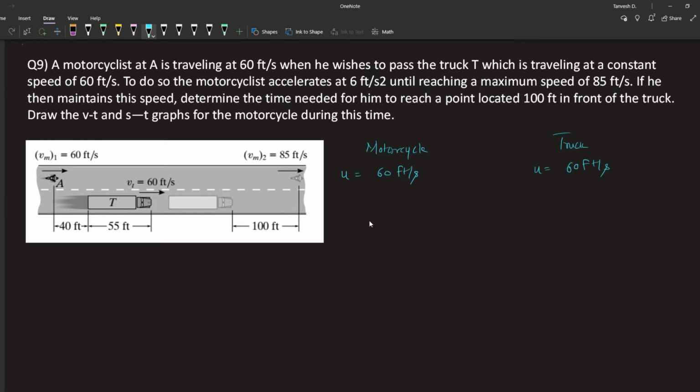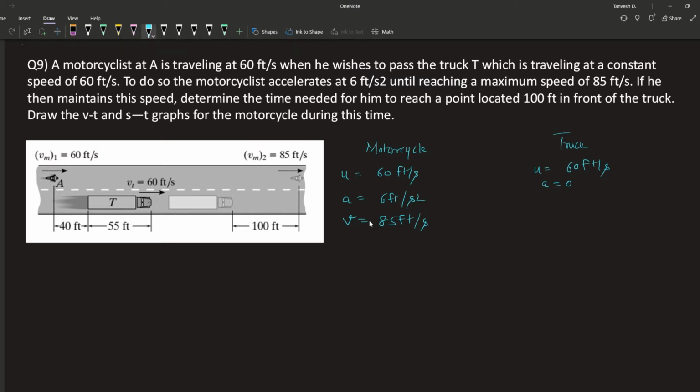The motorcyclist is accelerating at an acceleration of 6 feet per second square, and the maximum speed that it reaches is 85 feet per second. The truck is not accelerating, the truck is going at a constant speed, so its acceleration is 0 basically. What we'll do is that we will try to see what is the location of the motorcycle in comparison with the truck when it reaches the speed of 85 feet per second.